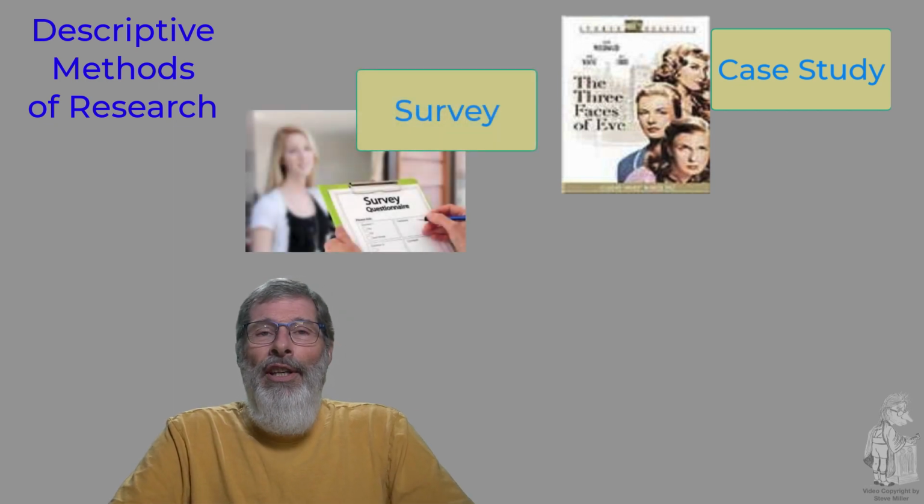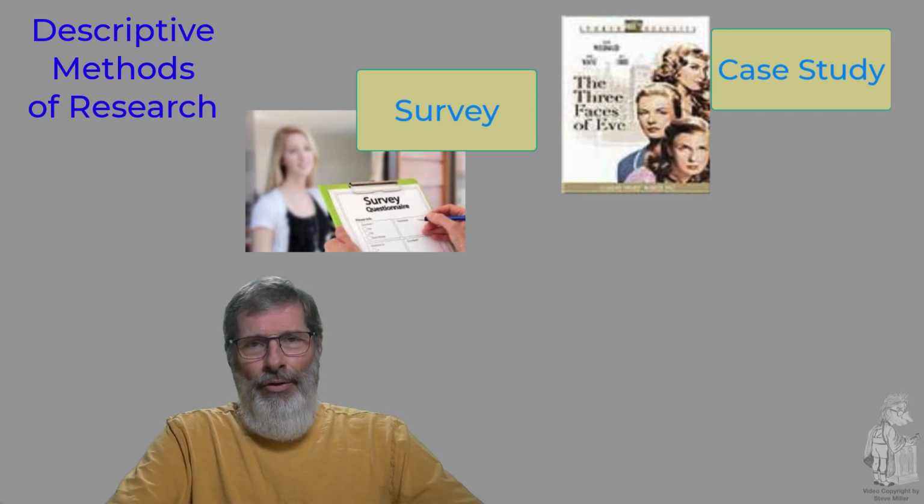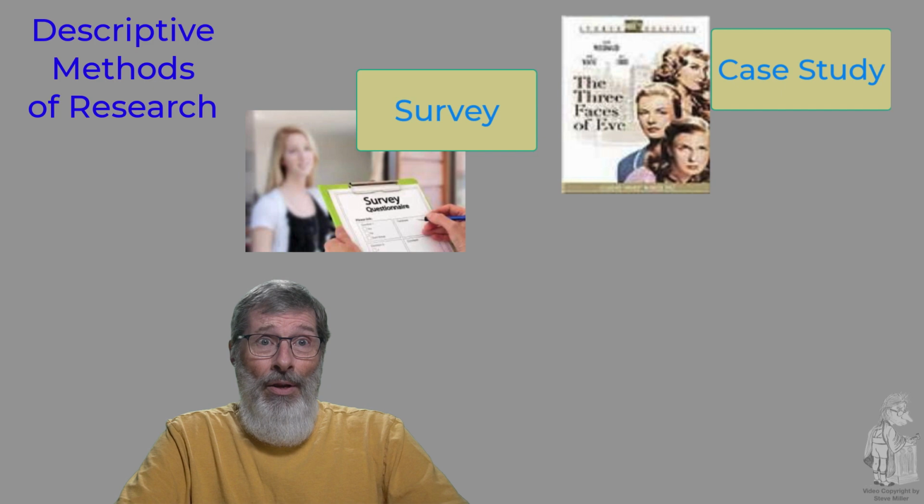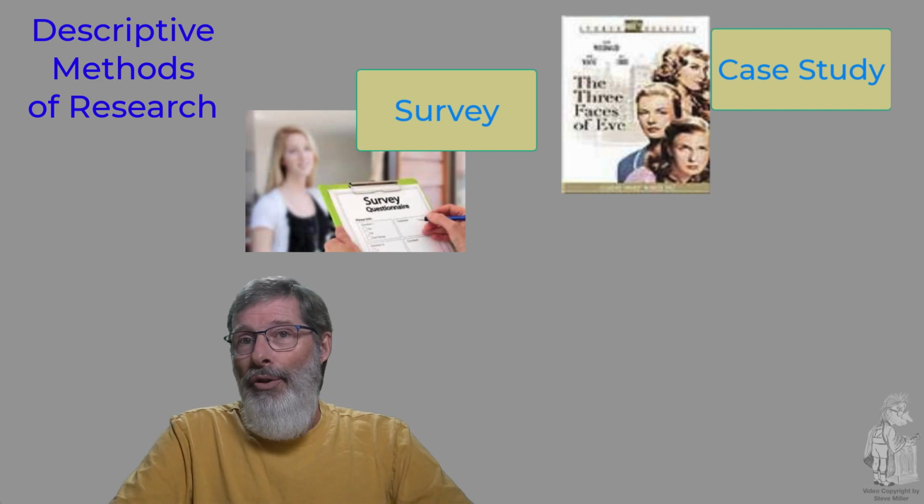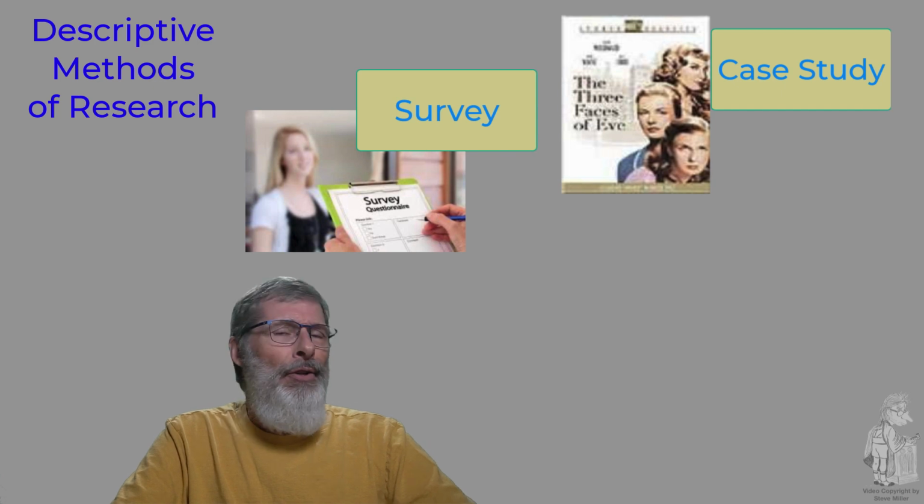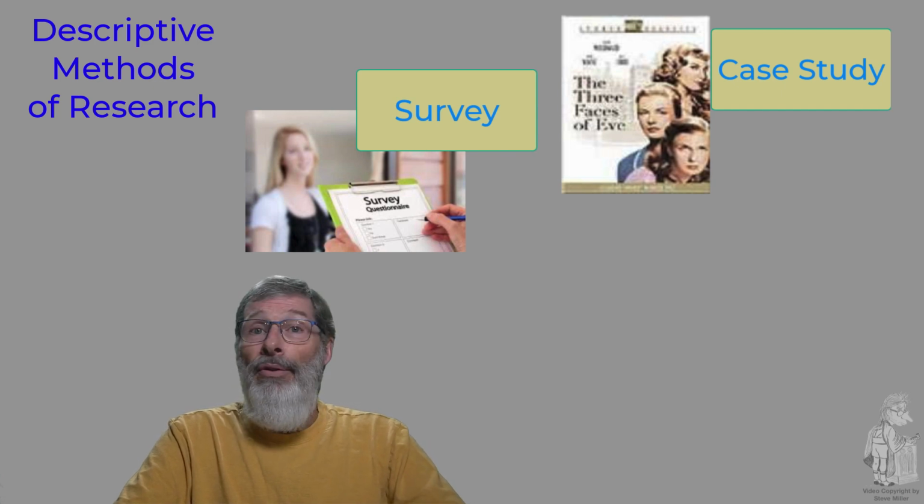Now, the second one is called survey. It's used to study individuals who cannot be observed in the natural settings or studied scientifically. Interviews or questionnaires are used to gather information about attitudes, beliefs, experiences, or behaviors of a group of people.